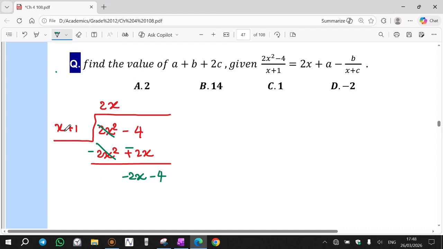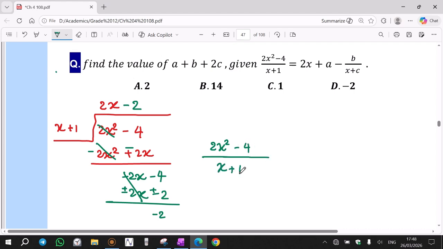Now again, look at x. x multiplied by what value becomes negative 2x? Negative 2. Negative 2 multiplied by x is negative 2x. Negative 2 multiplied by 1 is negative 2. After multiplication, change the sign. These two cancel out, and this will be negative 2. Finally, I can write 2x squared minus 4 over x plus 1, which is the rational function, as 2x minus 2, and then minus 2 over x plus 1.